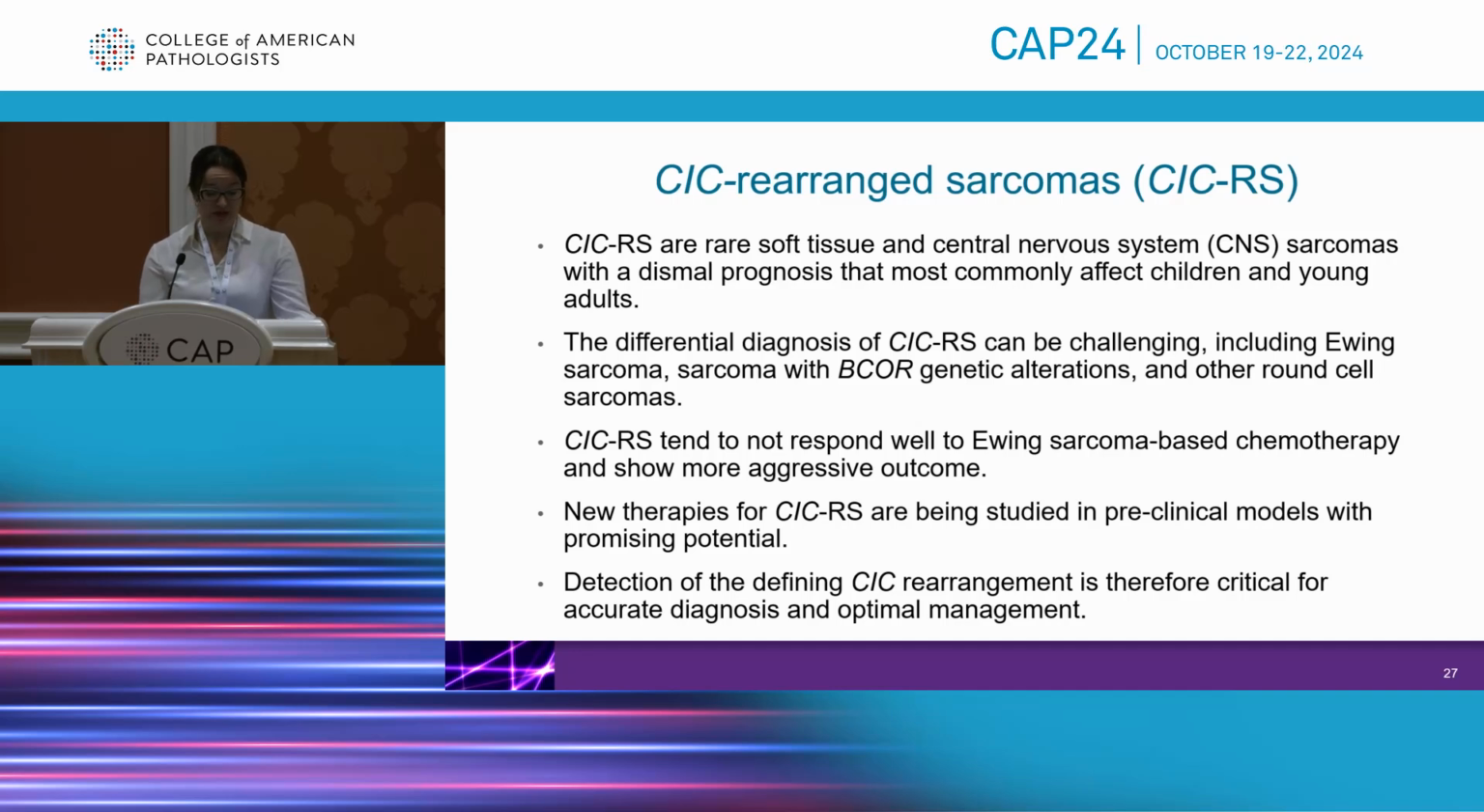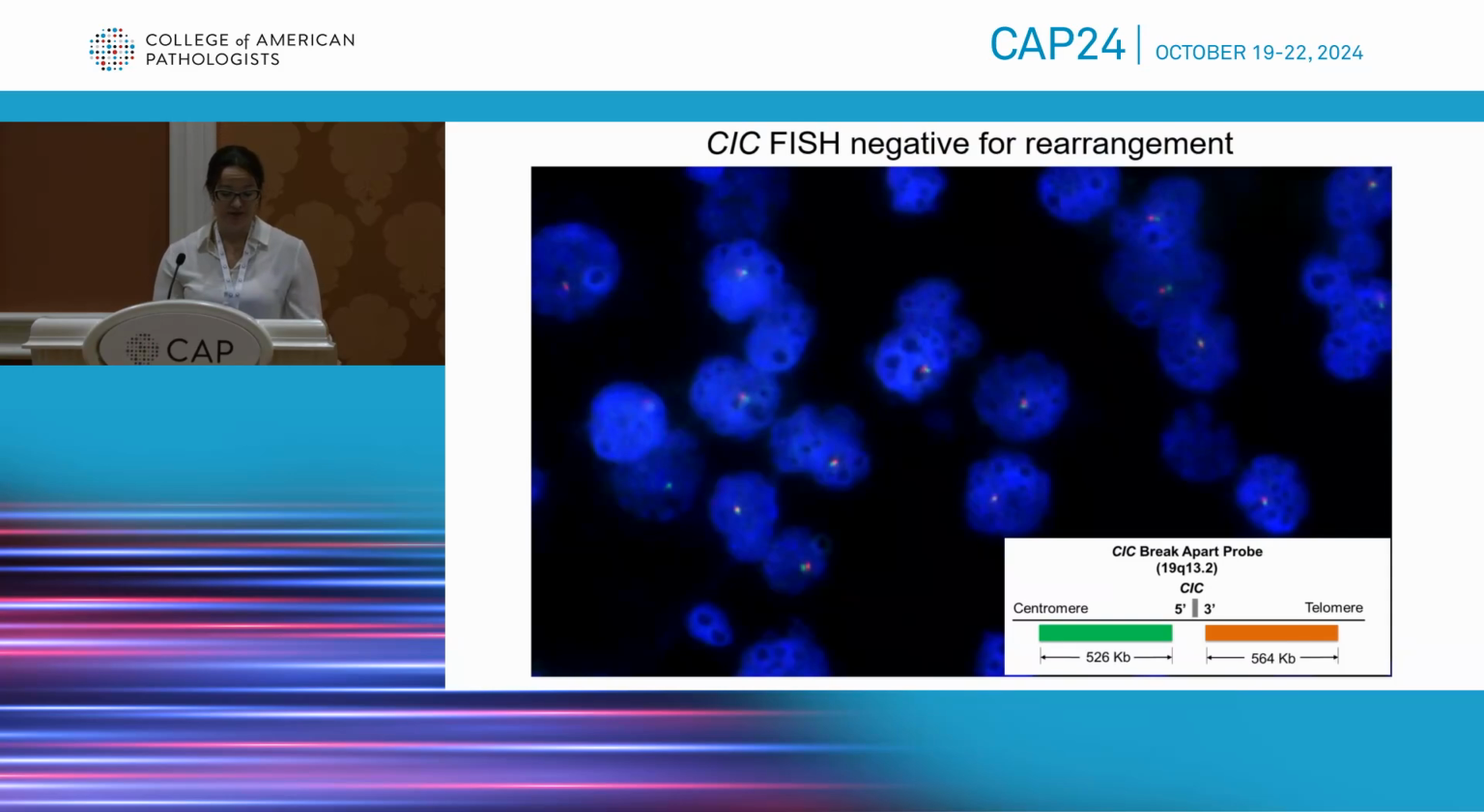And very often we use FISH for that approach, but here you notice that the FISH from that case came back negative. So we are using a break-apart strategy in which you have two probes that are labeled with two different fluorophores flanking the CIC gene. So the expectation is that if there is a rearrangement, those signals are going to break apart, they're going to split and be separate from each other. And in this case, you see that the green and the red signal are actually juxtaposed.